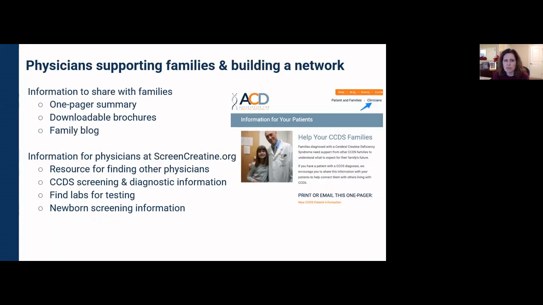We also support physicians by giving them materials to give to their families, by having brochures and blogs available. Not all families want to join a support group, and they prefer to remain quiet and on their own, but we have all these materials that the physicians can then give to the families. And we have materials for physicians as well to help find other physicians if this is their first patient, and to find labs that can do the appropriate testing. Next slide, please.